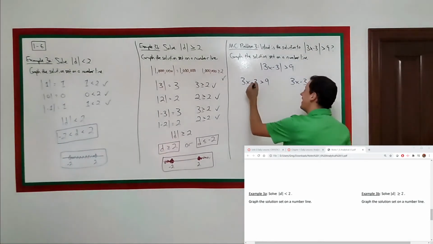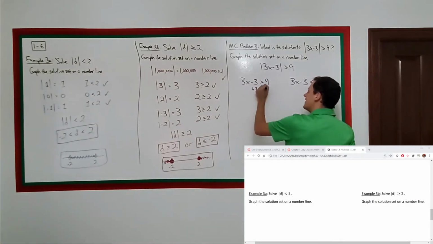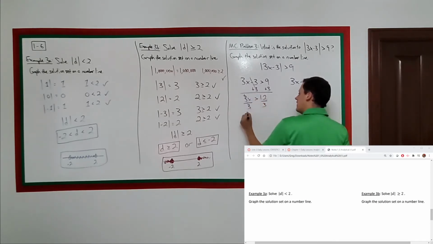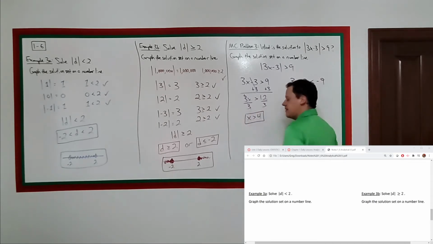All right, here we go. We're going to add 3 to both sides. So we have 3x is greater than 12. Divide by 3. X is greater than 4.